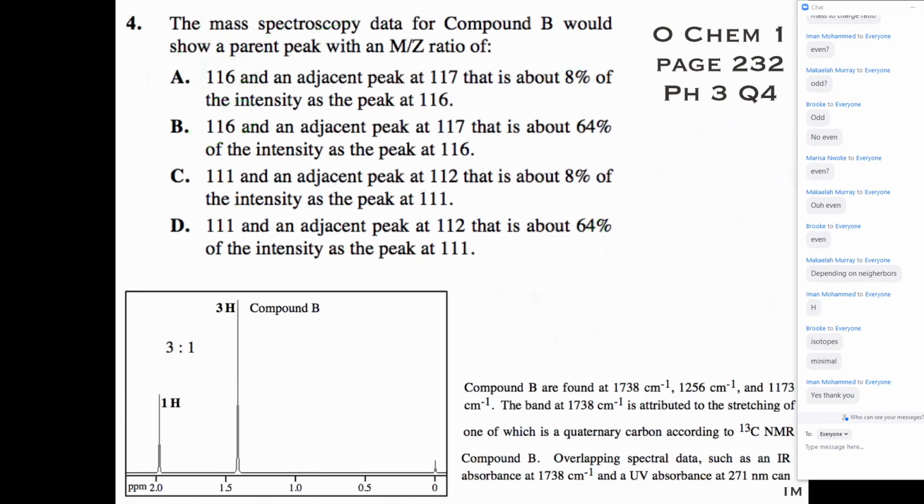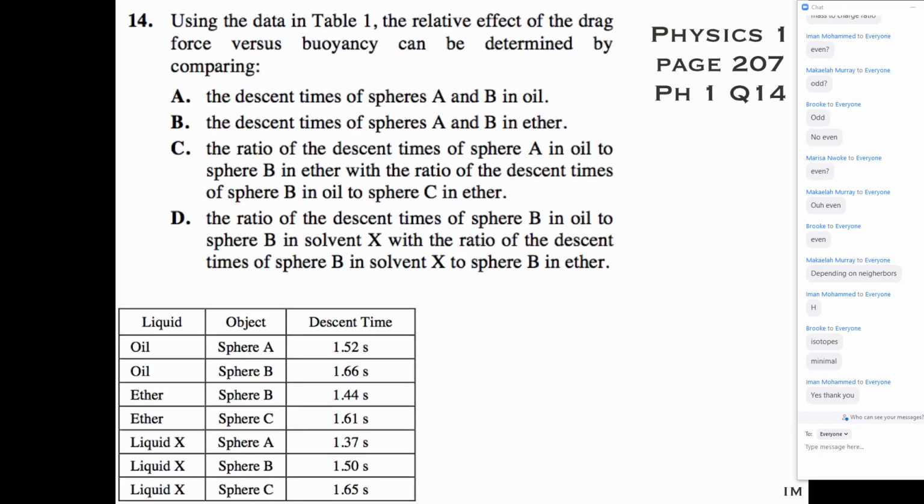You're welcome. And then a couple physics questions. And again, I apologize. I just wanted to go slow and methodical always in office hours. So hopefully it's not dragging. This one, I mean, gotta admit, I love this question. But using data in table 1, the relative drag force versus buoyancy can be determined by comparing.